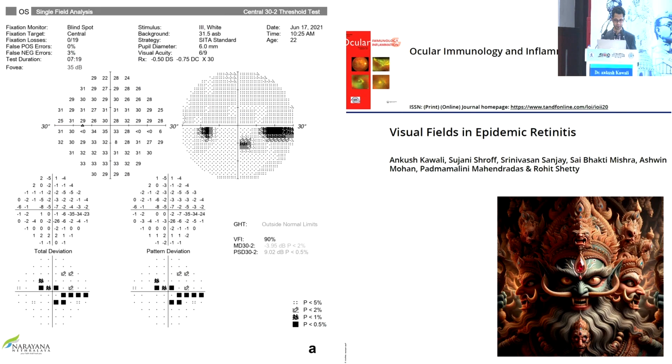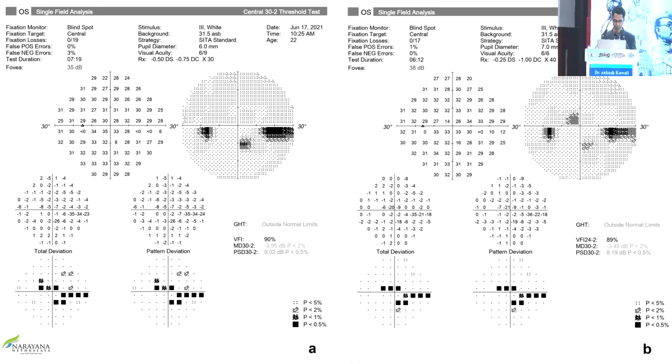One more hidden phase of this entity is visual fields. Even after a complete resolution of retinitis, one can see this kind of scotomas, which can persist for long. In this particular case, it was more than 6 months. But I have cases in which the scotomas were permanent, even after resolution of the retinitis lesion.